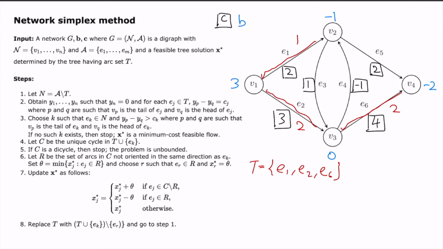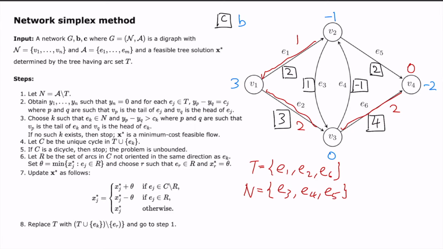Now, step 1 says we have to form this set N, and it consists of all the arcs not in the tree. So E3, E4, and E5 are in N. In step 2, we have to solve for Y1 up to Yn. Here n is 4, so that Yn is 0, so the Y value at V4 is 0. And for each arc in the tree, the Y value at the tail minus the Y value at the head is equal to the cost on the arc.